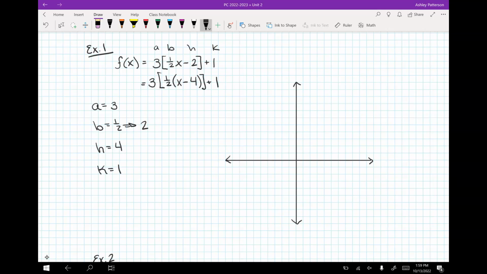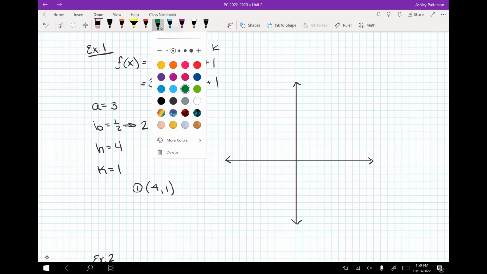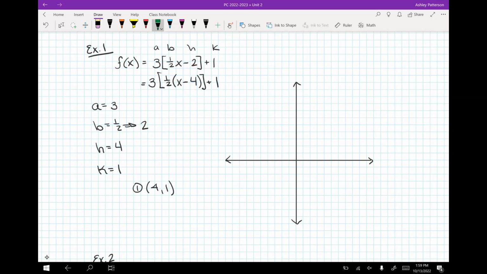Now, it says to write down steps of how to graph with transformations in the upper left corner of your Notes to Your Forgetful Self. Let's walk through it together. The first thing I need us to do is identify our HK, and we already did that. The HK tells you where your first closed point is going to go. So I'm going to go to 4, 1: 1, 2, 3, 4, up 1, and that's going to be my first closed point.